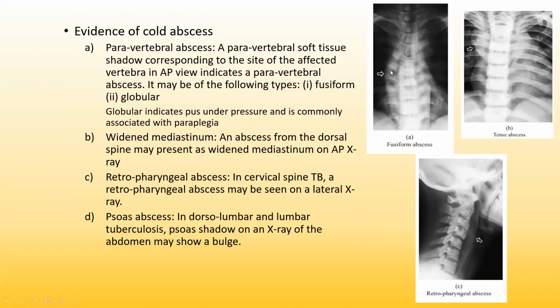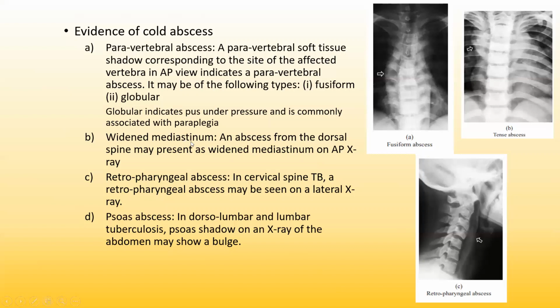Here it is, fusiform abscess. The second one is the globular or tense abscess, an abscess whose width is greater than its length. This one is the tense abscess or globular abscess. Globular indicates pus under pressure and is commonly associated with paraplegia.